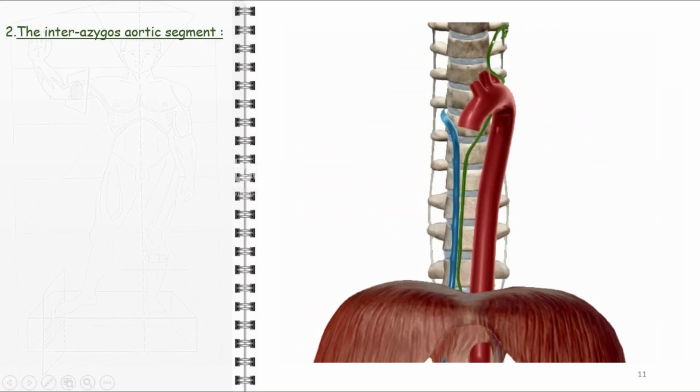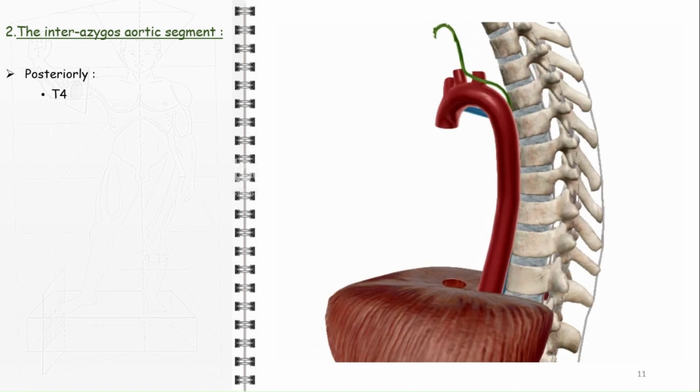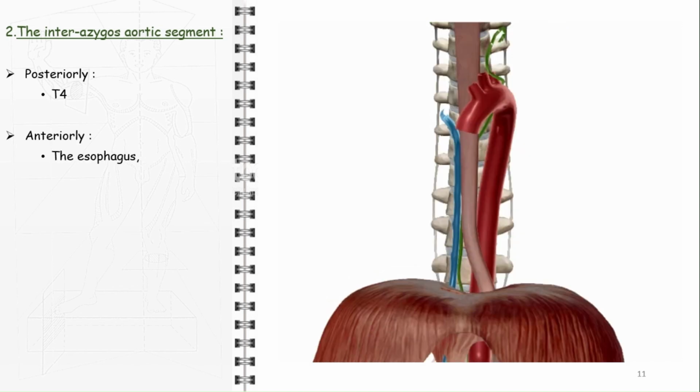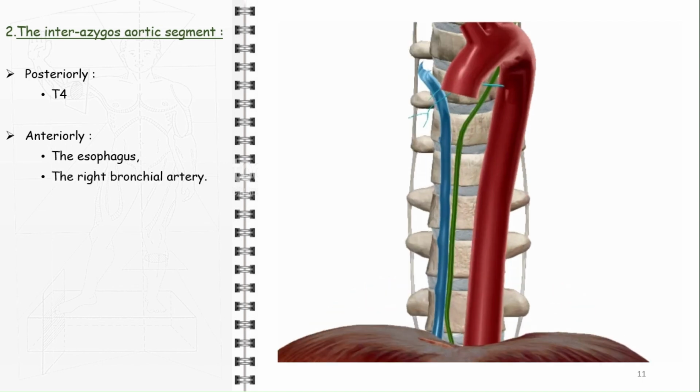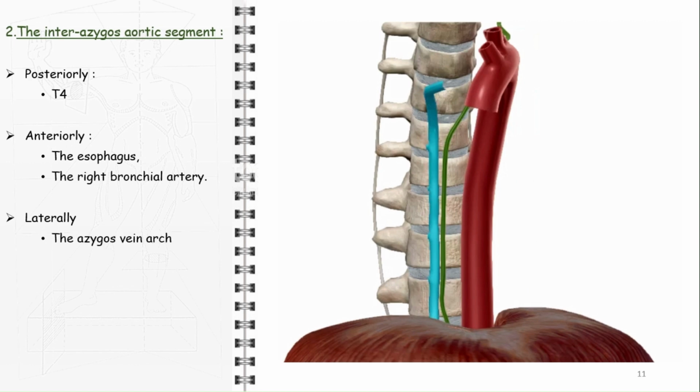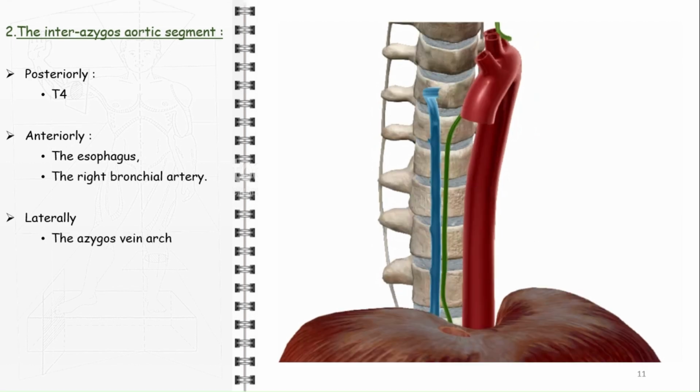The anatomical relations of the interazygous aortic segment are: posteriorly, the fourth thoracic vertebra. Anteriorly, the esophagus, which it crosses from right to left along the posterior surface, and the right bronchial artery. Laterally, the azygous vein arch, at some distance, and the aortic arch, to the left.